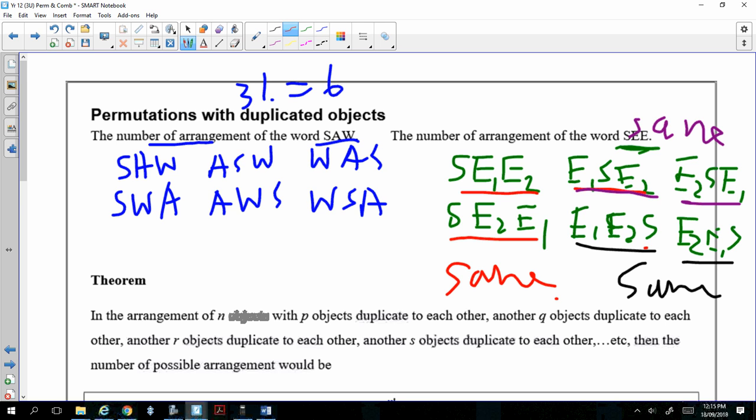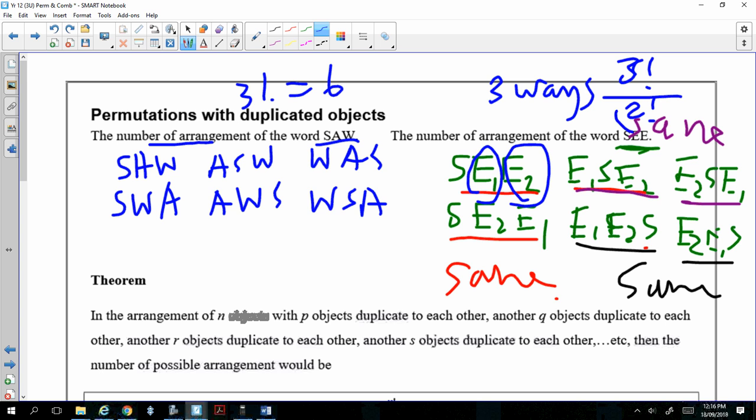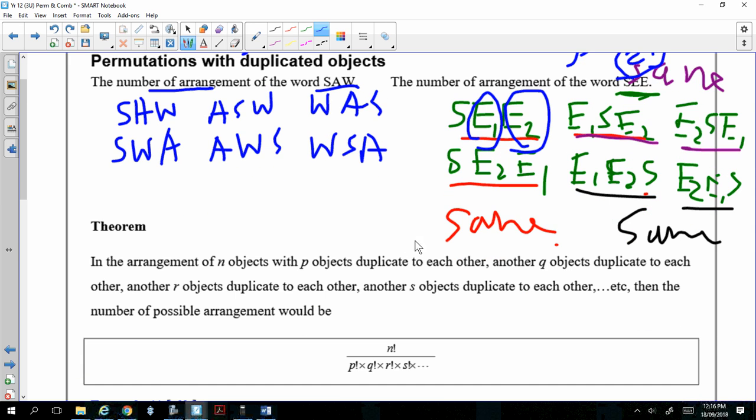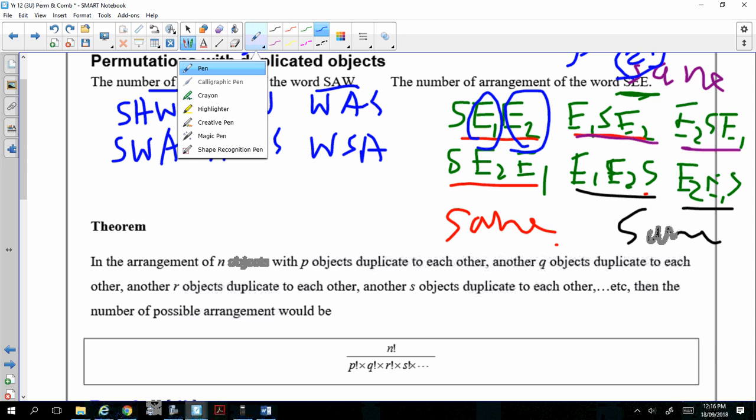So there are 3 ways, and because you repeated it, there's exactly 2 factorial ways of rearranging the 2 same letters. So you divide by 2 factorial. So therefore, in general, we have this formula for duplicated objects. So memorize this, and we're going to do some questions.